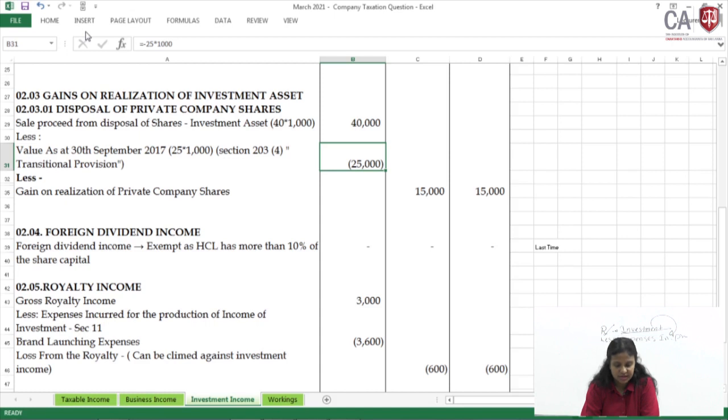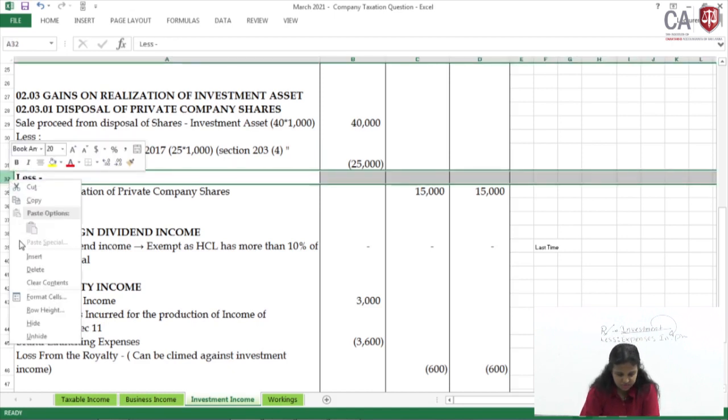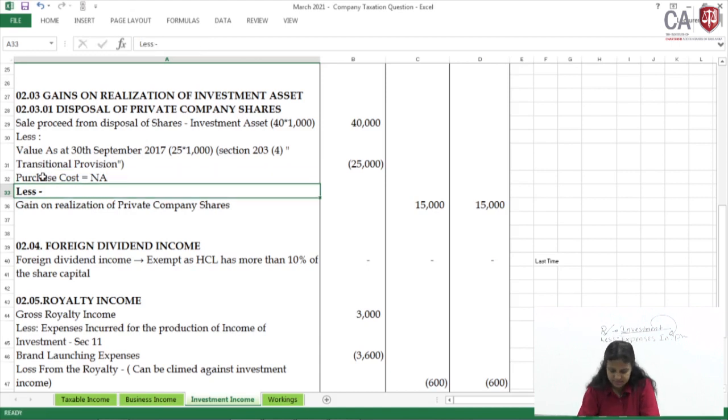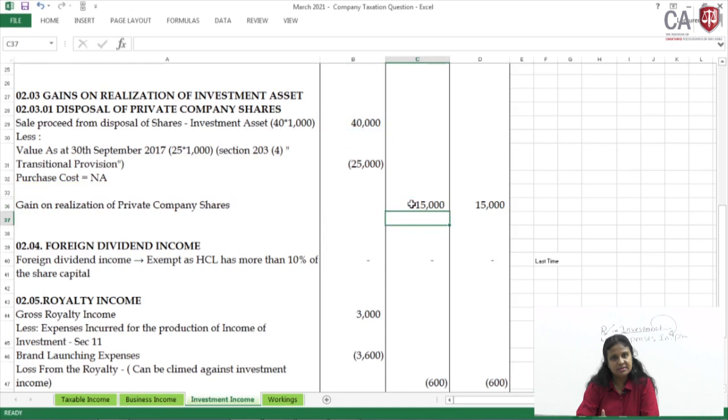Why have I taken the value as at 30th September? As per section 203 subsection 4, the transitional provision. Then you can even add one thing here: the purchase cost or acquisition cost of the shares is not applicable. If you have time, Lamai, just take one second and write this. Then the gain from realization of the private company shares is 15,000. Is this the end?